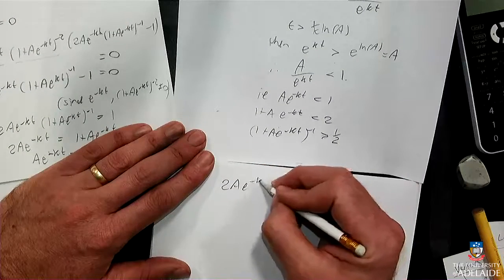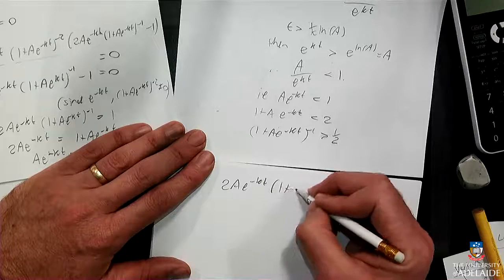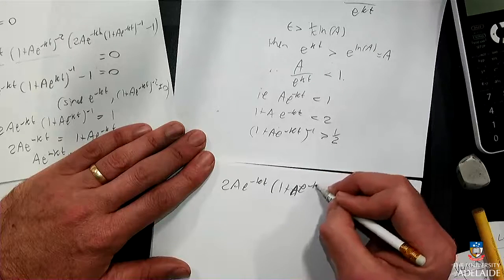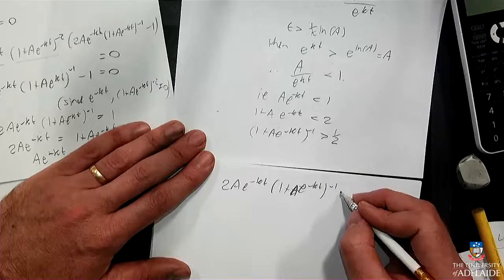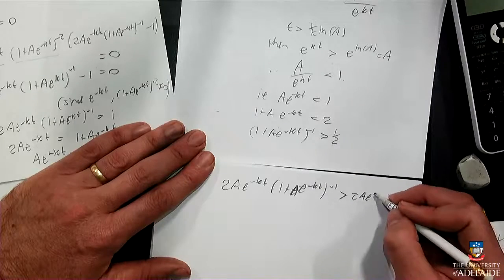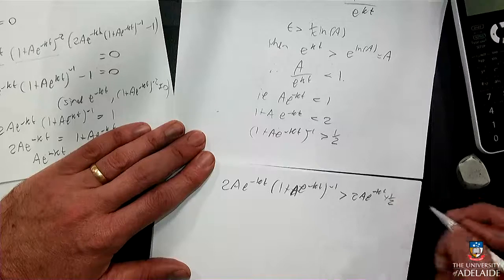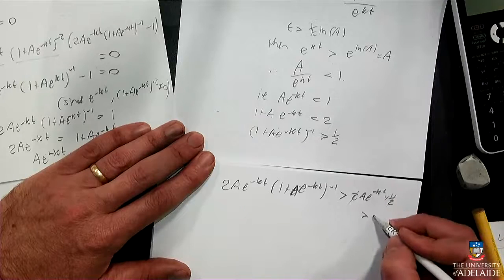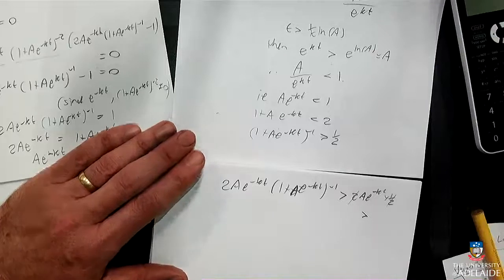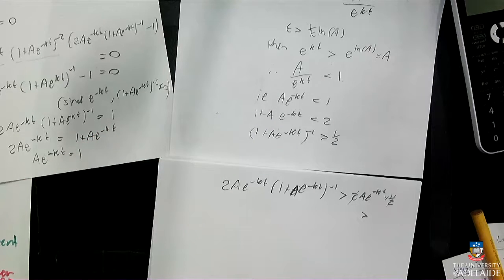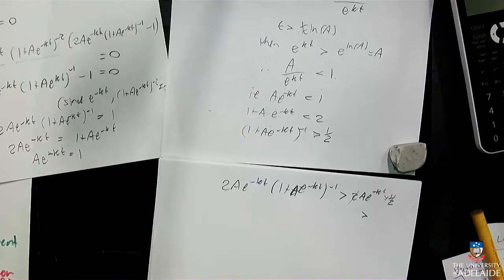And so 2a e to the minus kt, 1 plus a e to the minus kt to the minus 1, is going to be greater than 2a e to the minus kt times a half, which is greater than 1, which is not greater than 1. Oh, poo. I'm annoyed.